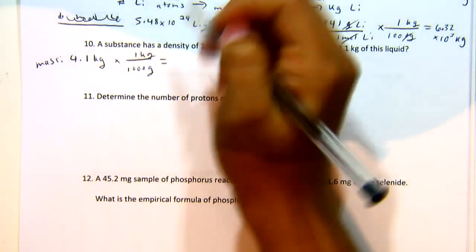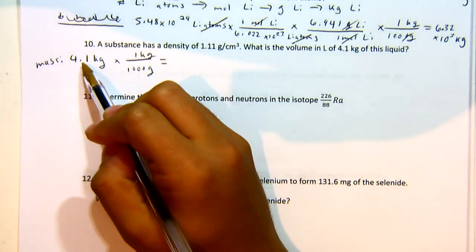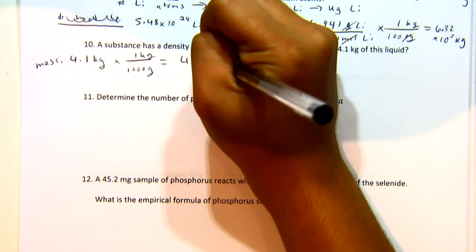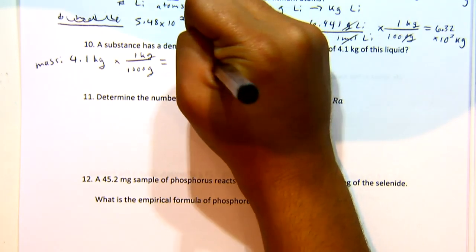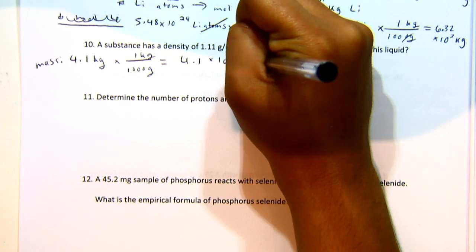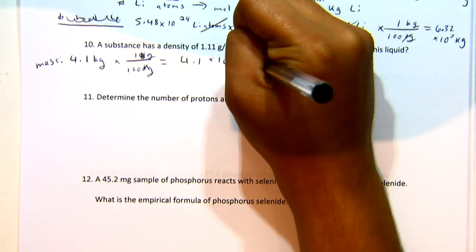4.1 divided by 1,000. What is that going to give us? 4.1 times 10 to the negative third? Great. Kilograms. Grams.